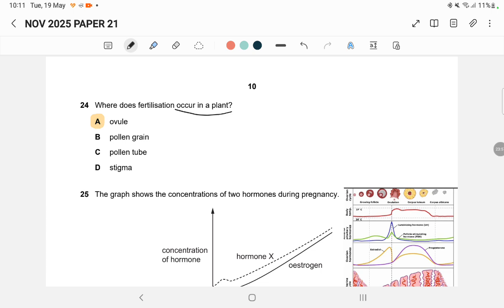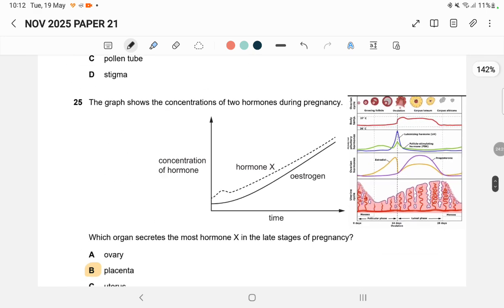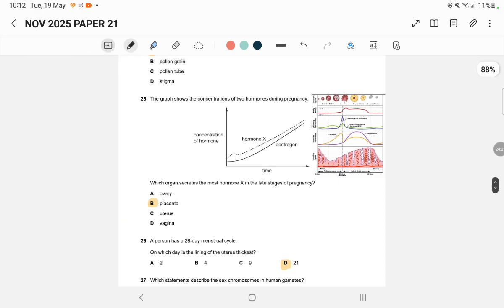So fertilization basically occurs in a plant in an ovule. Of course not a pollen grain, because the pollen grain will be entering into the anther, so this is not our case. Pollen tube, of course no, the pollen tube is the place where the pollen grain will move through. A stigma, no, because the stigma is just for receiving your pollen grains, it is nothing more. So the ovule is where fertilization occurs in a plant; the other parts are really nonsense as an answer.